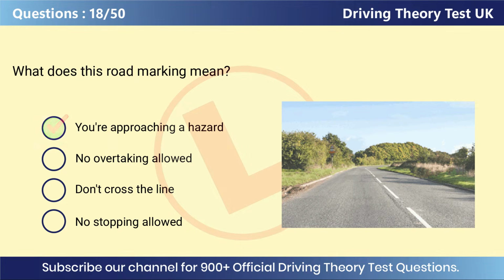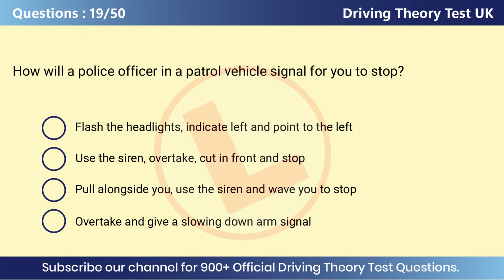A. You're approaching a hazard. Question 19. How will a police officer in a patrol vehicle signal for you to stop? A. Flash the headlights, indicate left and point to the left. B. Use the siren, overtake, cut in front and stop. C. Pull alongside you, use the siren and wave you to stop. D. Overtake and give a slowing down arm signal.